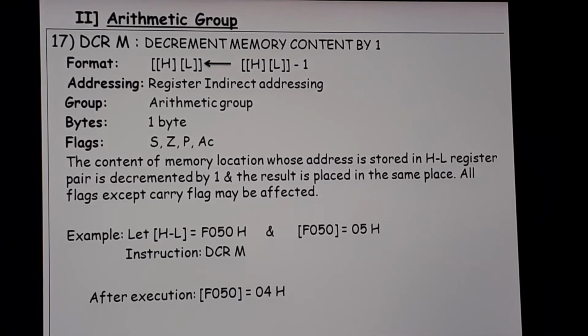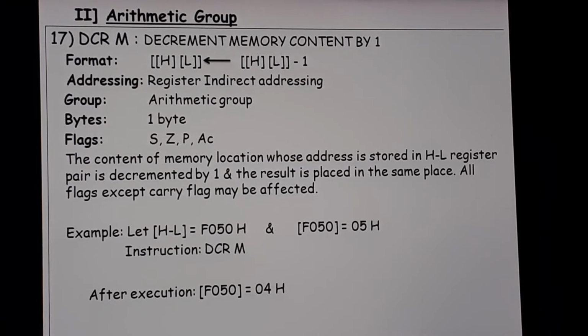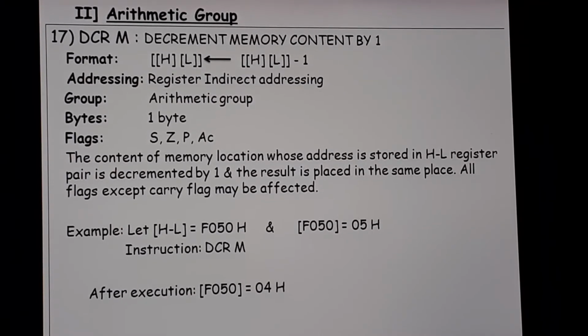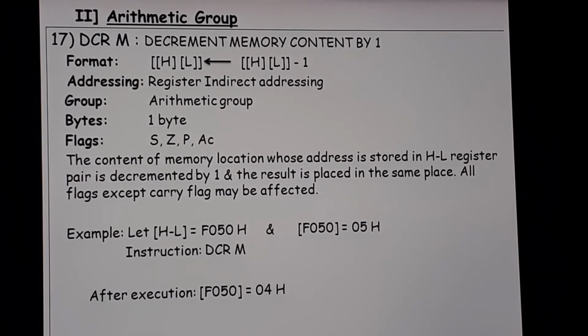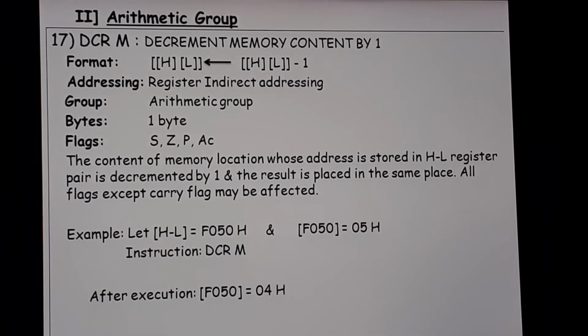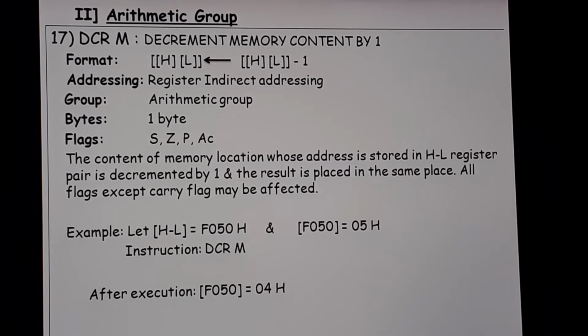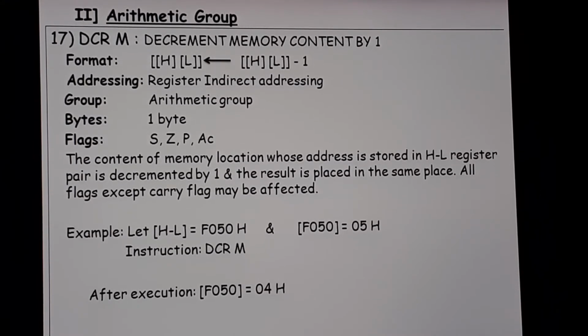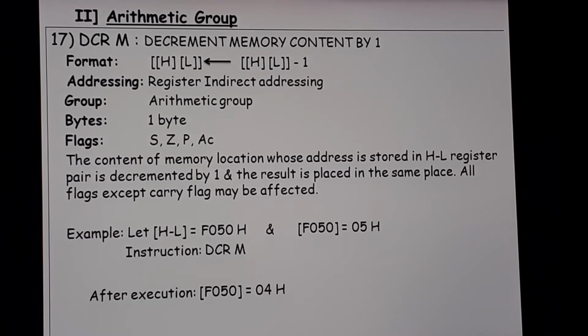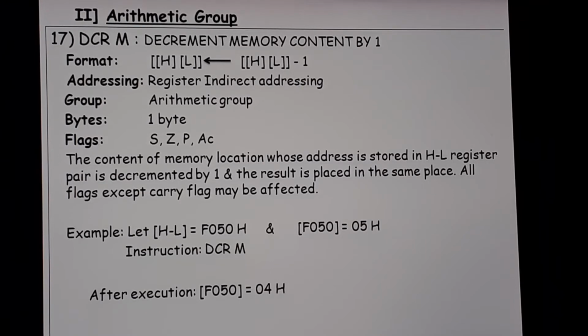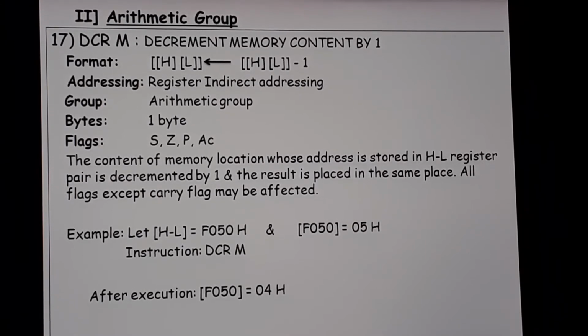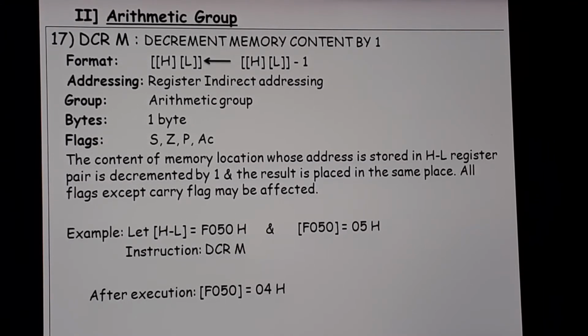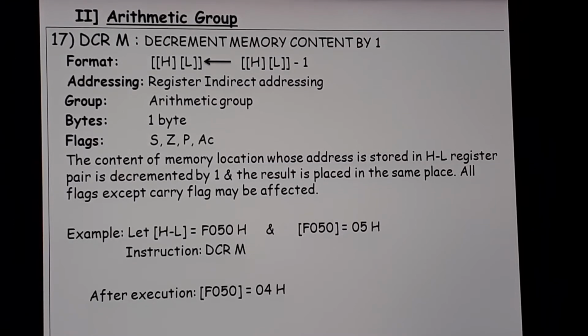The group will be the same, that is arithmetic group, and the flags that will get affected are, except for carry, all other flags, that is sign, zero, parity and AC. How will you explain the comment? You will write: the content of the memory location whose address is stored in the HL register pair is decremented by 1 and the result is stored in the same place, that is in the HL register pair. All the other flags except the carry flag may be affected.